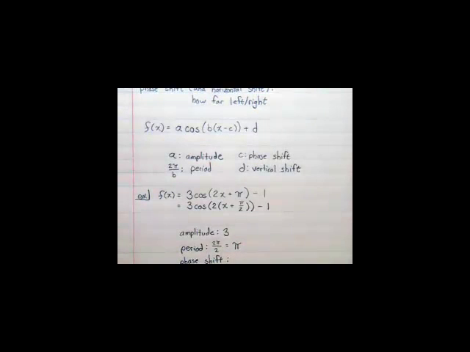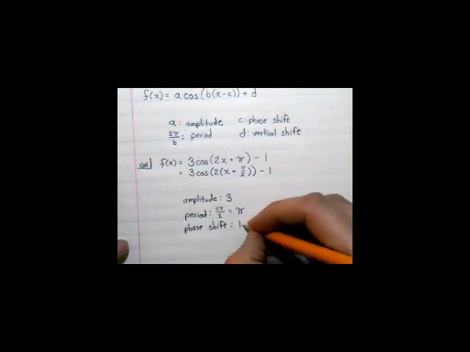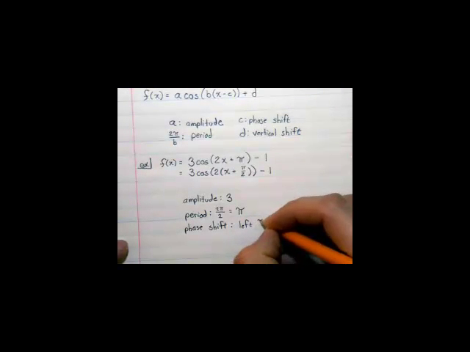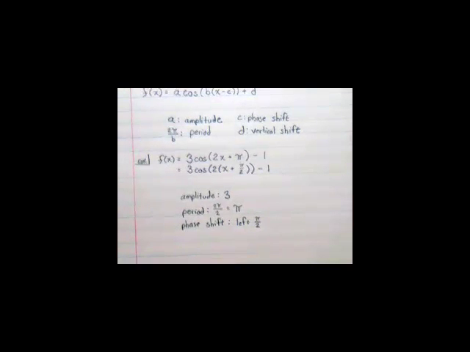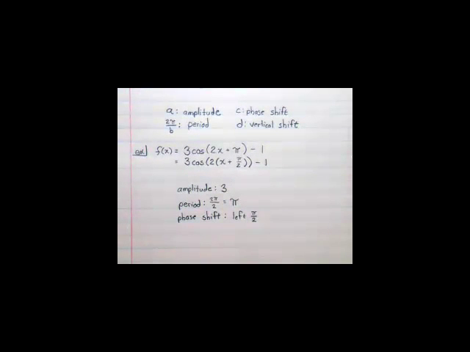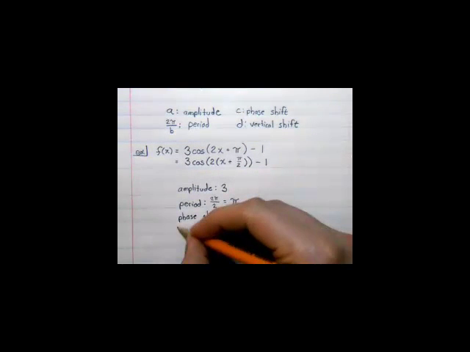What's the phase shift? How far left or right has it been moved? Left pi over 2. Good. Remember, that's the opposite as well, right? If it's positive, it's actually going to the left. If it's negative, it's actually going to the right. So that's been moved to the left, pi over 2. And what about the vertical shift? How far up or down? Down 1. Yep.